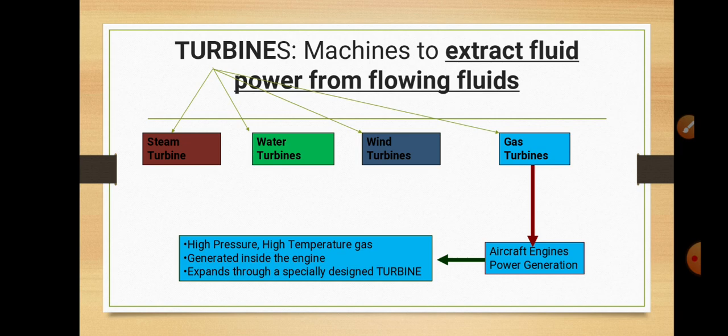If we go with gas turbines, these are used mainly in aircraft engines in order to generate power. These gas turbines can generate high pressure, high temperature gases. Because of the flow of these high pressure and high temperature gases, we will be able to extract the energy generated inside the engine, and these gases expand through a specially designed turbine. For the expansion process, we are going to use this turbine.